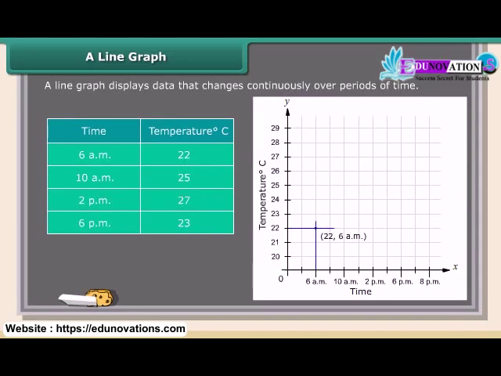The temperature every 4 hours is recorded and plotted as points as shown in the graph. These points are connected by line segments. The result is a line graph. From the graph, in between 10 a.m. and 2 p.m., we can find that the temperature increased by 2 degrees Celsius.